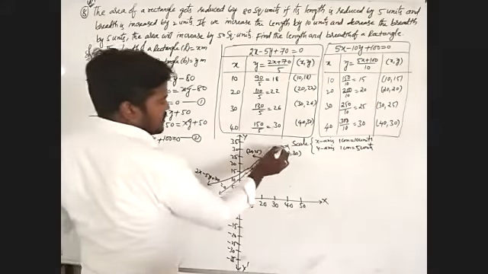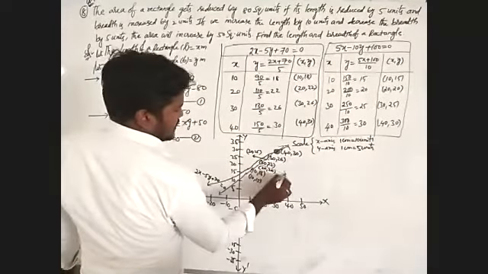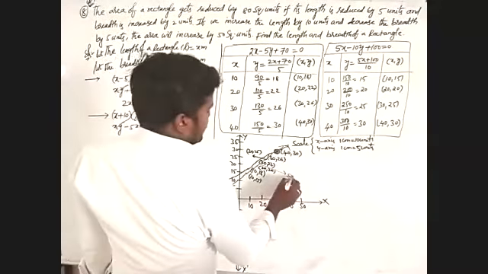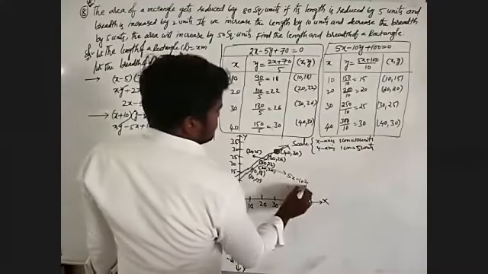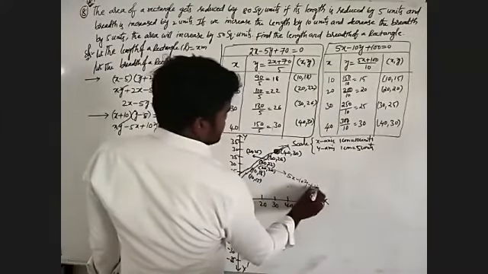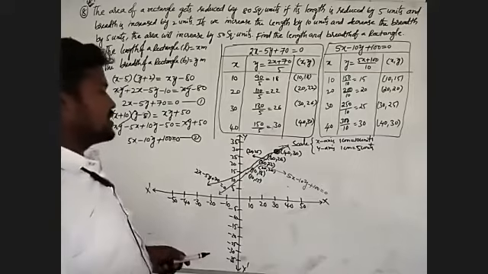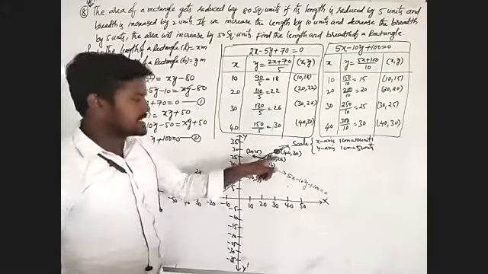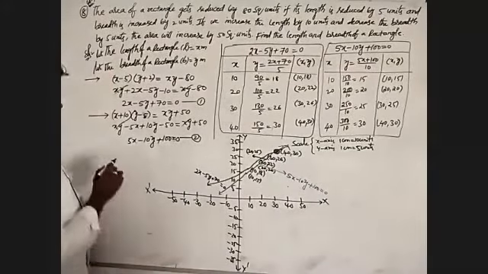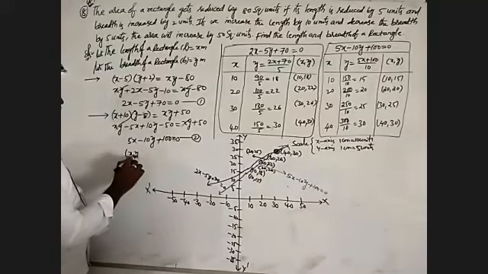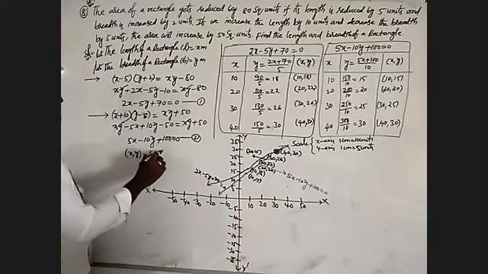The name of the given line is 5x minus 10y plus 100 becomes 0. Observe in this one, both of the pair of linear equations intersect at the point 40, 30. That will take x, y is equal to 40, 30.